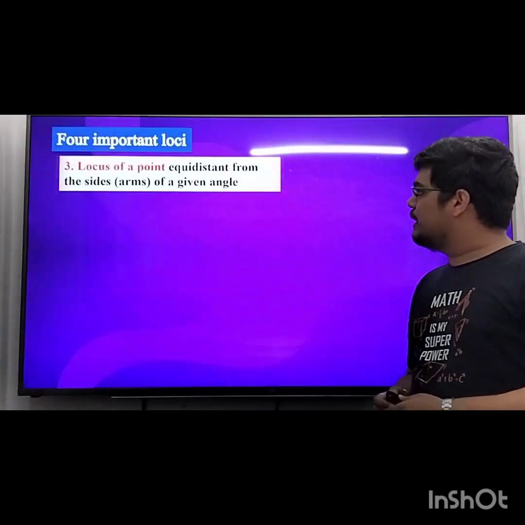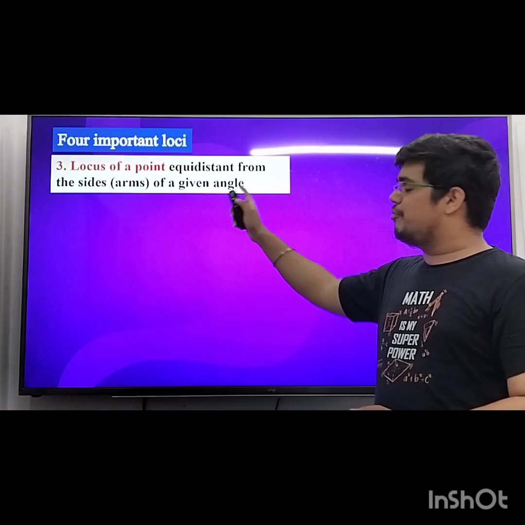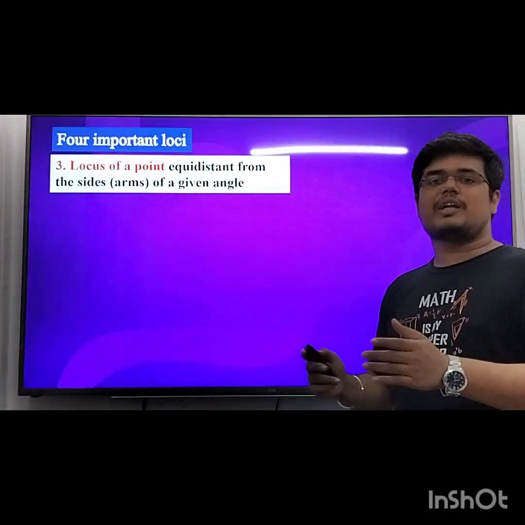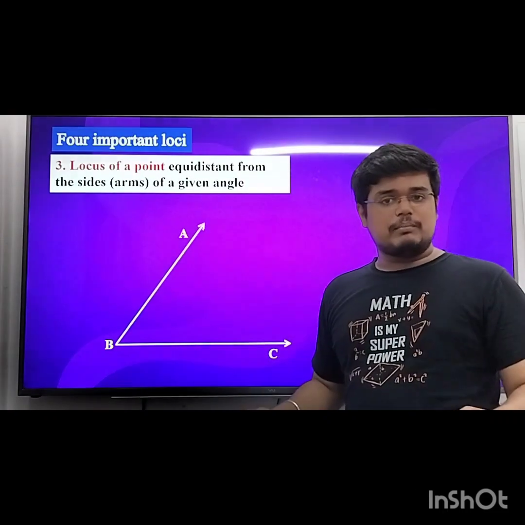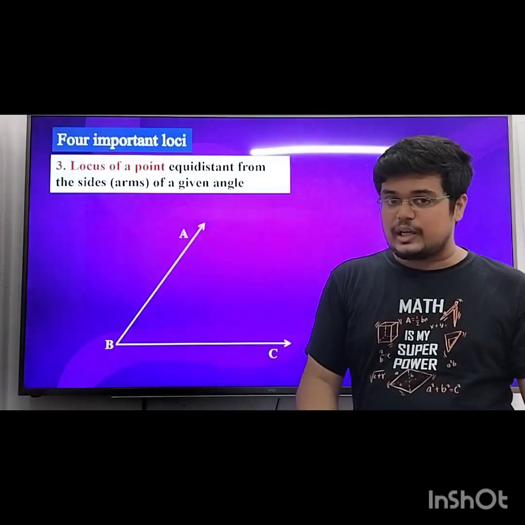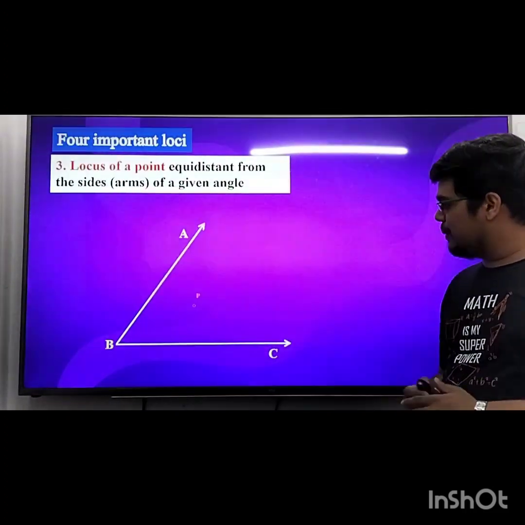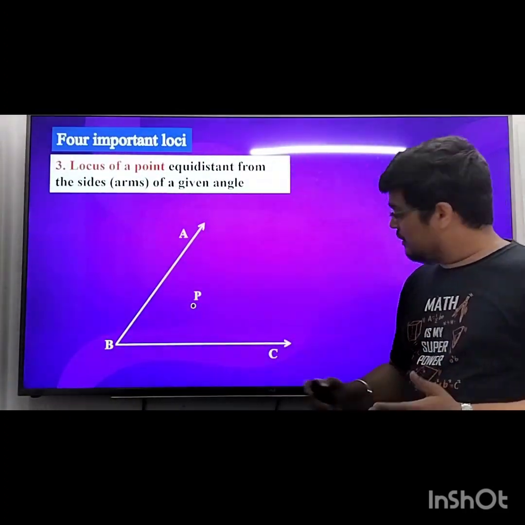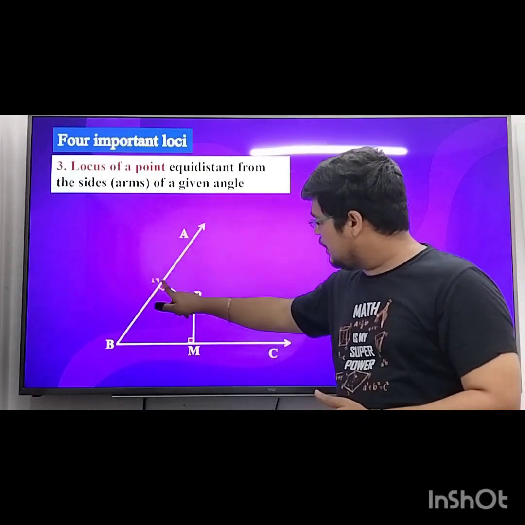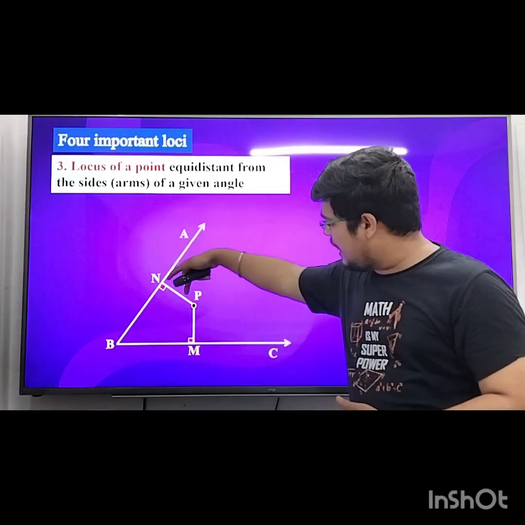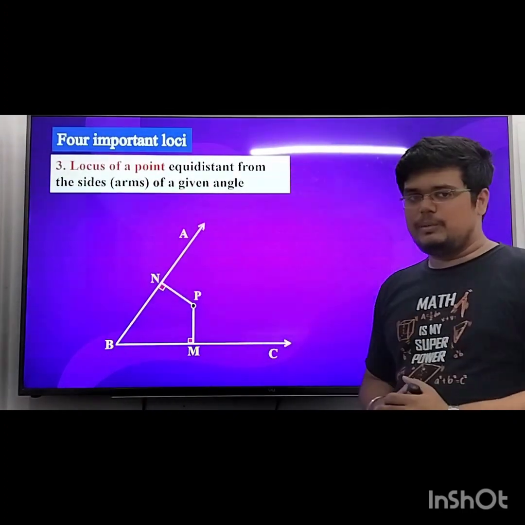The third locus is the locus of points equidistant from the sides of a given angle, from the arms of a given angle. So let's consider an angle. The angle measurement will be given. I expect you to know how to construct angles. So once you draw the angle, let's consider a point P such that the distance of P from BC and the distance of P from AB, that is PM and PN, is equal. This distance should be equal.